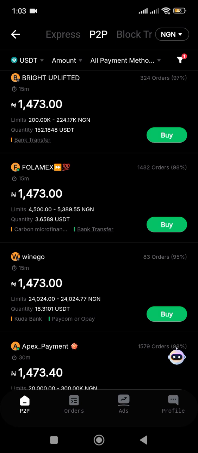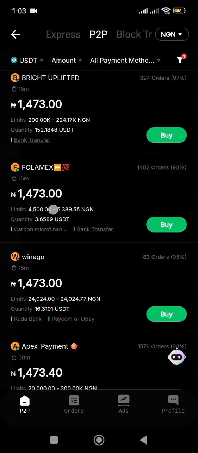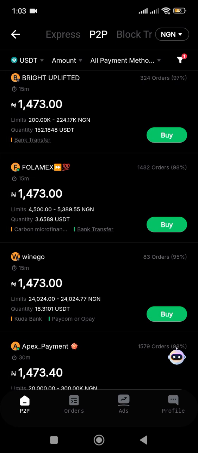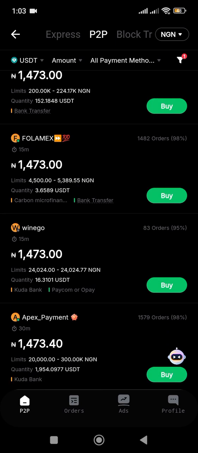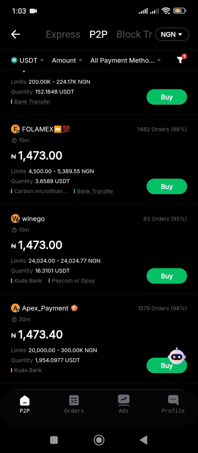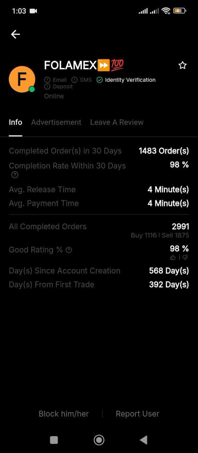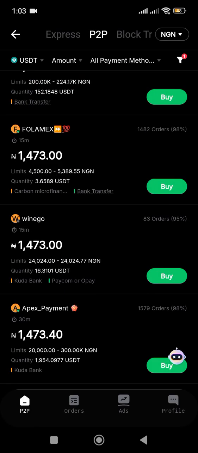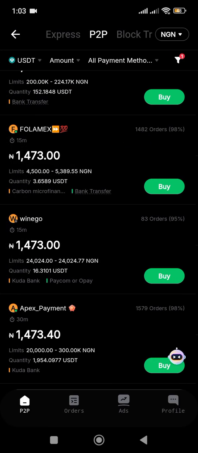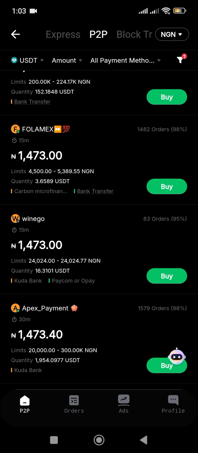All right. So for instance, this person sells a minimum of 4,500 naira worth of USDT. Let me say I want to go for this person's ad. First thing I want to check is his order completion rate. His order completion rate is 98%. That is a max. And he has completed 1,482 orders. I think it's a good one.